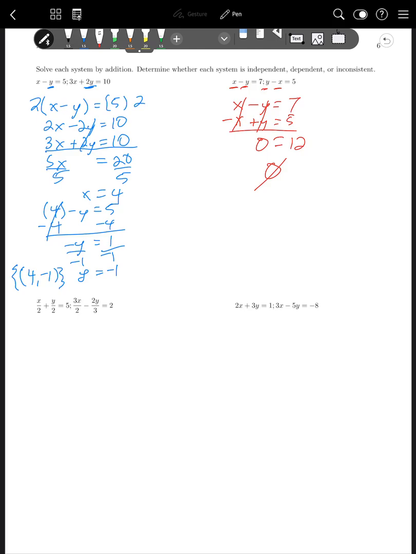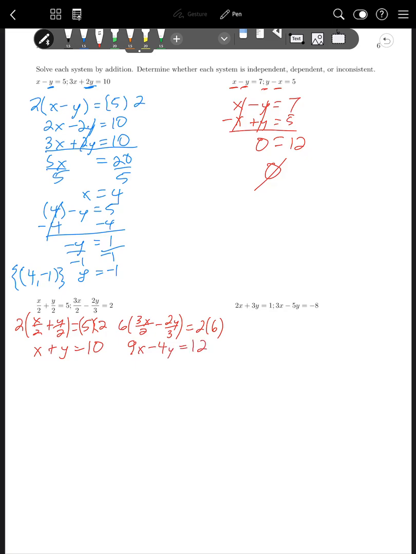Okay, for the third one, you could start by getting rid of the fraction. So if I multiply the first equation by 2 on both sides, so that's 2 times x over 2 is x, 2 times y over 2 is y, 5 times 2 is 10. And we could do the same thing for the other one. In this case, we need to multiply by 6, right? Because that's the least common denominator. So that'll give me 6 times 3 halves is 9. 6 times 2 thirds is 4.